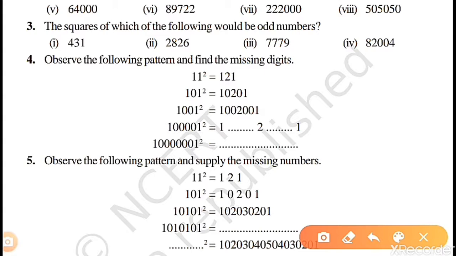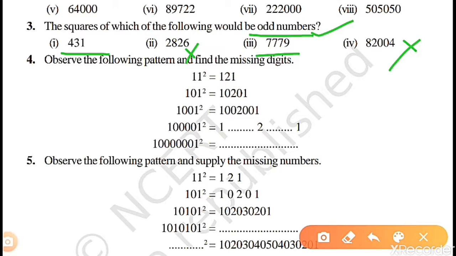Okay, so we can see here 431, it is ending with 1, and 1 is obviously an odd number, so the square of this number will be an odd number. Similarly this is even, so it will not be an odd number. Okay, so this is an even number and its square will be an even number.